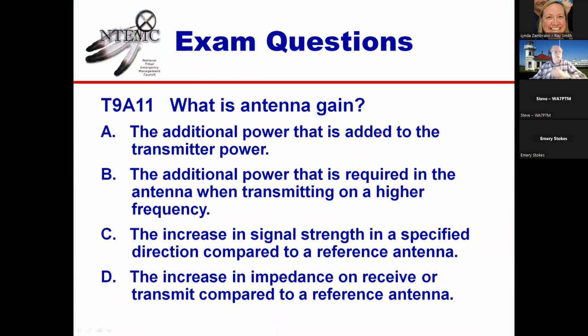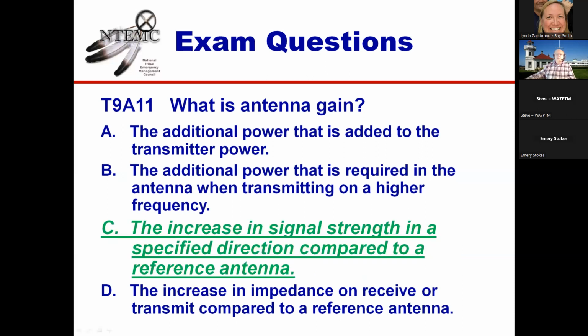So let's take a look at the questions here that are relevant to this. What is antenna gain? First one, additional power added. Remember, you cannot add power, so that can't be right. It's not additional power that's required in the antenna when transmitting on a higher frequency. No, it's the increase in signal strength in a specified direction compared to a reference antenna. That would be correct. Gain has nothing to do with the impedance directly. So it's the increase in the signal strength in a specified direction compared to a reference antenna.